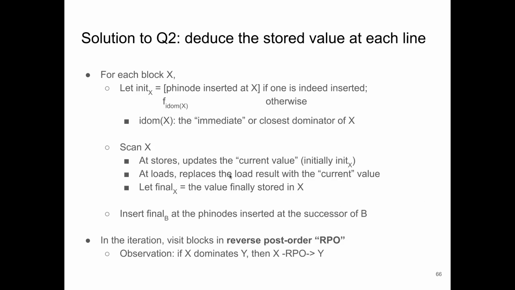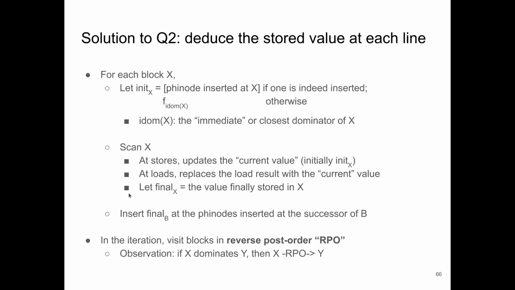And later we scan through the block, and if you meet a store, then you update the current value, which is initially init x, and it is updated when you meet the store instruction. And at loads, you're going to replace the load result with the current value. So that is already dealt with in the previous example with a single block. The first example already has the idea of this algorithm here. And after scanning through all the instructions inside the block, you are storing the last current value inside this final x variable.